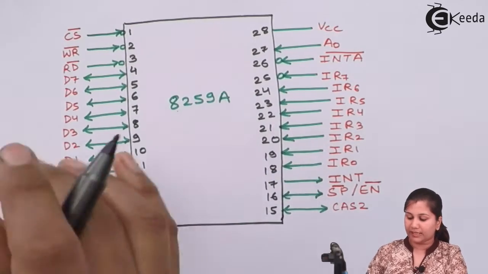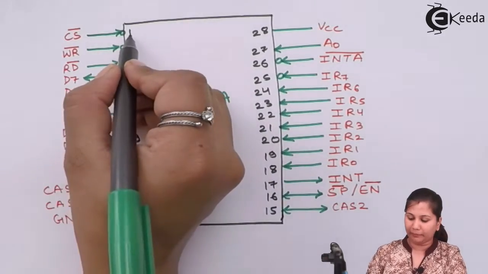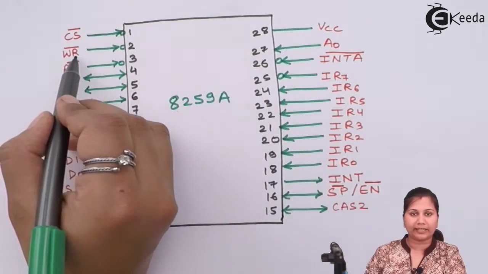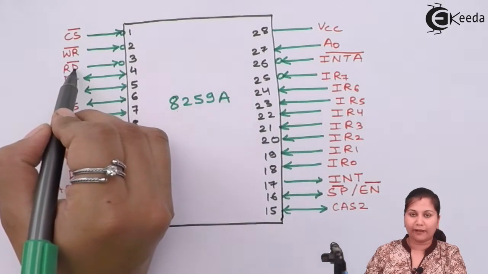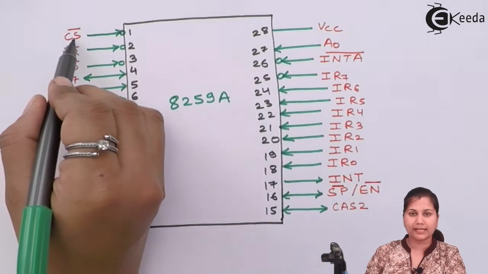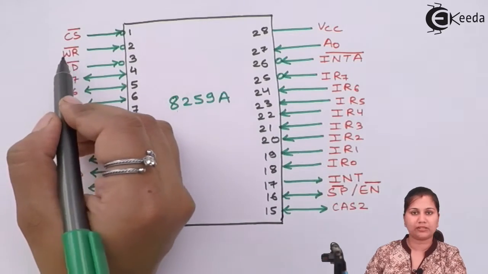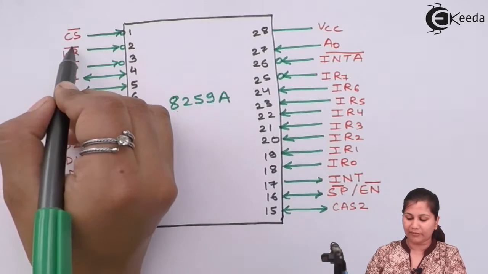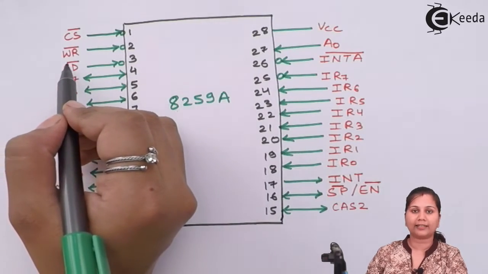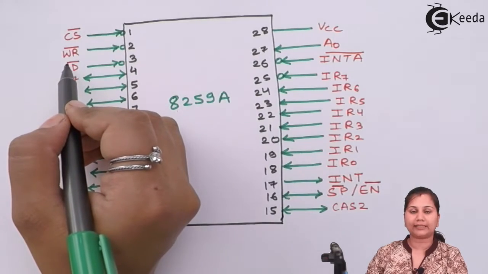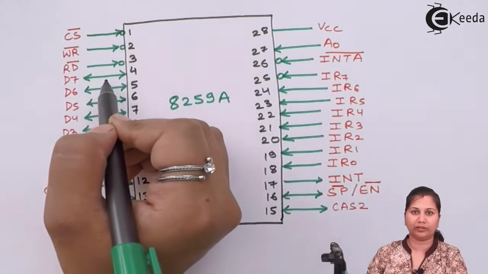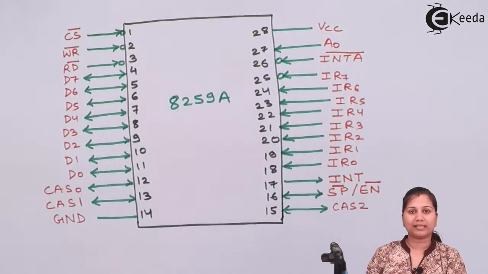Now in this pin diagram, you can see that on pin number 1 we have the CS bar signal, on pin number 2 we have the write signal, on pin number 3 we have the read signal. CS means chip select, WR means write, RD means read, and these signals have a bar over them. So these are active low signals, meaning they will be active when their value is 0. That is why a bubble is shown here. Whenever a bubble is shown, it means the signal is active when its value is 0.